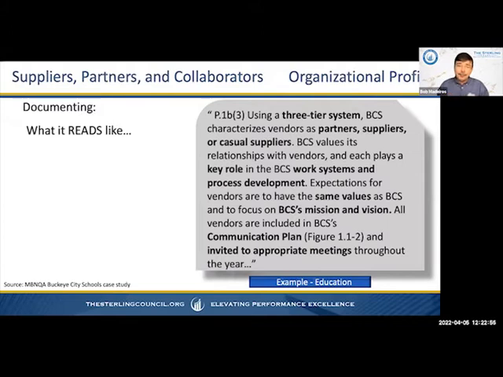In their example, they're describing their 3-tier system and how each plays a key role in their work systems, although they don't really tell us anything about how that works. They expect them to have the same values and focus on common mission and vision, okay? And then they also look at how they are included in a communication plan, and they're invited to appropriate meetings, although, again, they don't really tell us what appropriate is. You can really get a lot more information across in a well-developed table.